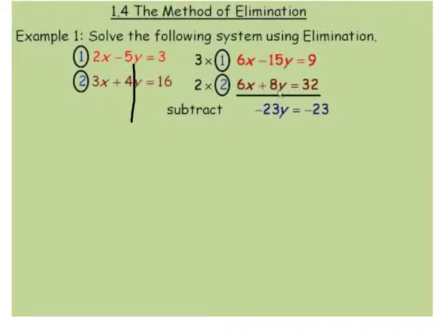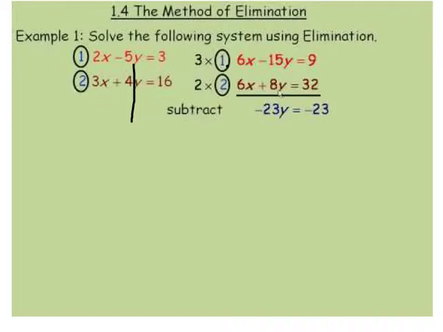If I add simply straight down, I'm going to get 5x plus y equals 19. Well, that doesn't help me. It doesn't eliminate anything. But if I multiply the first equation by 3 and the second equation by 2, I can get something eliminated.